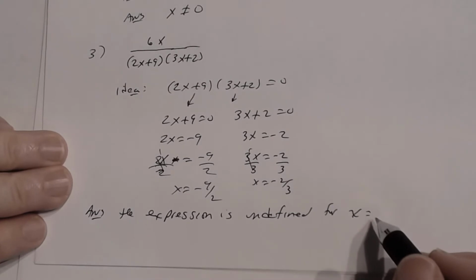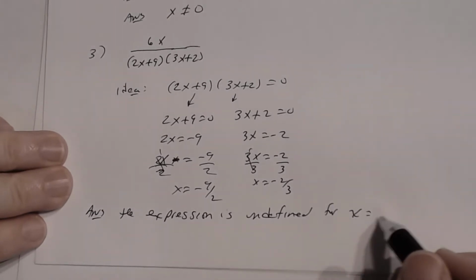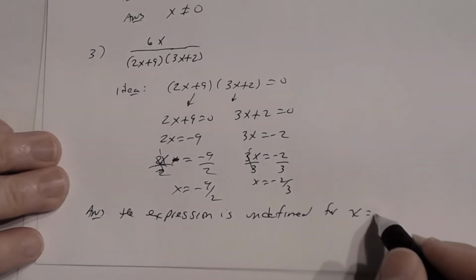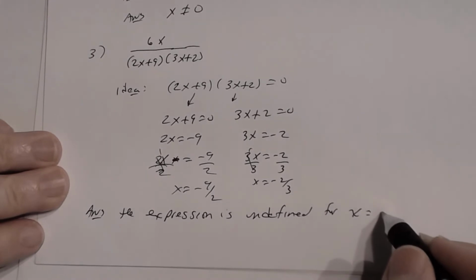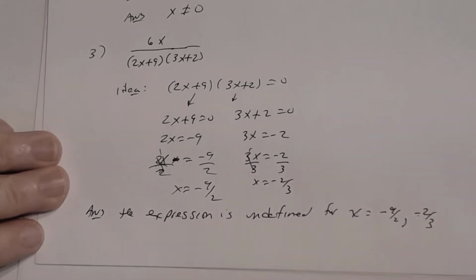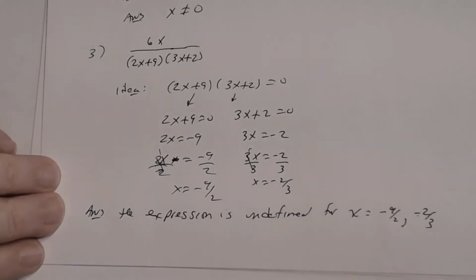Make sure you do that, because if you don't separate them by commas, if you just put a space, it's going to mark it wrong. You've got to make sure you separate it by commas. So just do commas on paper as well. So negative 9 halves, comma, and then negative 2/3. Okay. So remember what that means.